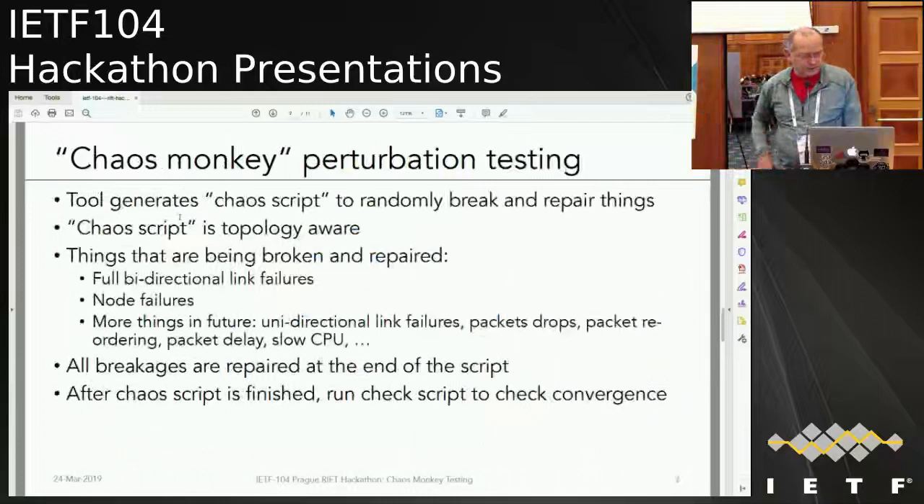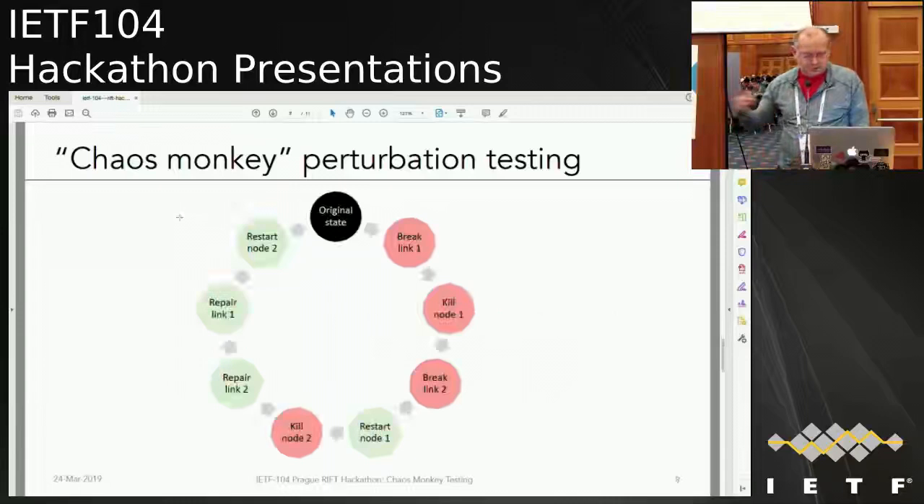Right, so we generate this chaos script, we run the stuff, we break links, we break nodes, we add packet drops, reordering packets, corruption and so on. All right, so that's a typical run. Some state, you break a couple of things, you fix a couple of things, interesting stuff.